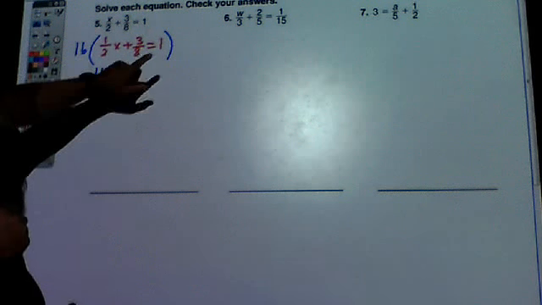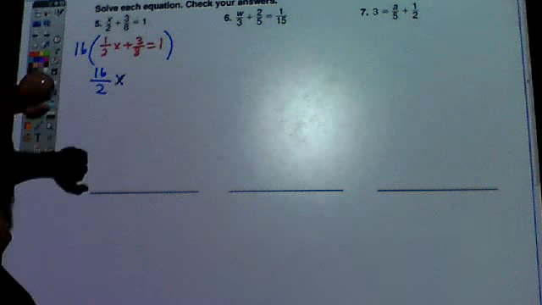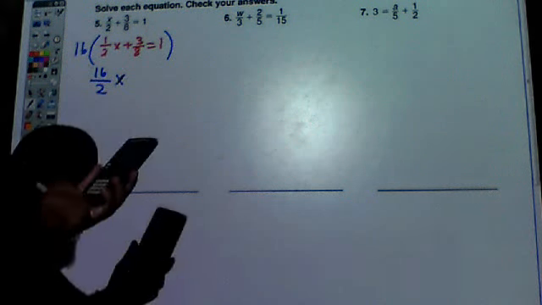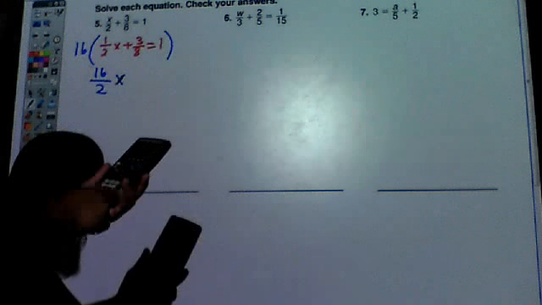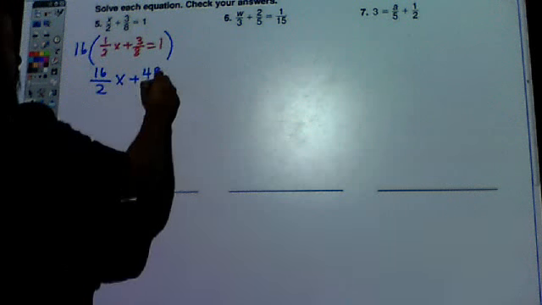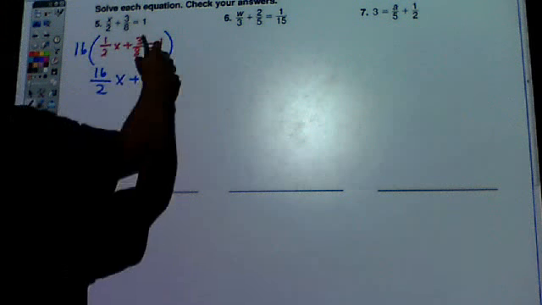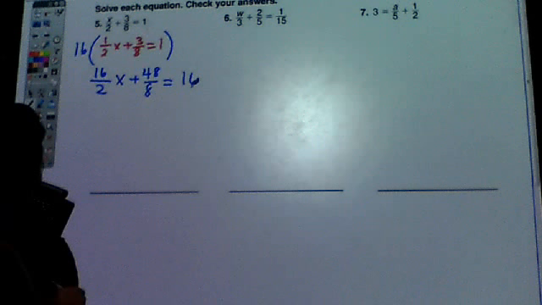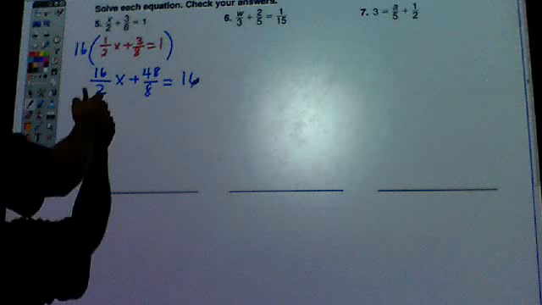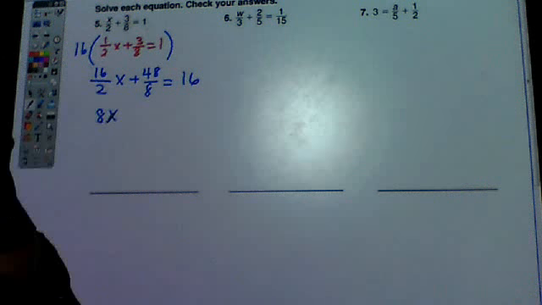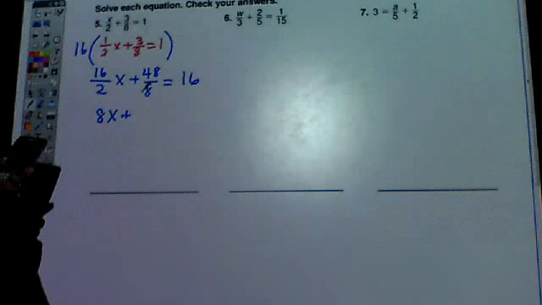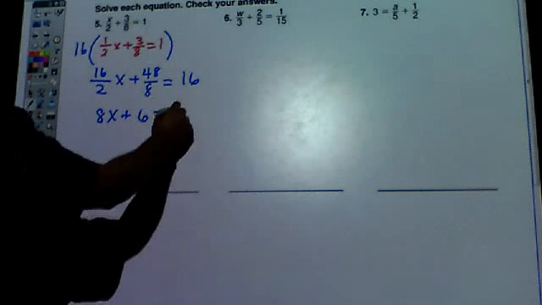16 times 3 is, and I need a calculator, 16 times 3 is 48, so plus 48 over 8 equals 16 times 1, which is 16. Now I can go back and reduce these fractions. 16 divided by 2 gives me 8x plus 48 divided by 8 gives me 6 equals 16.